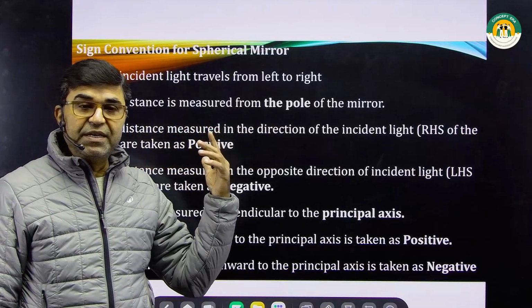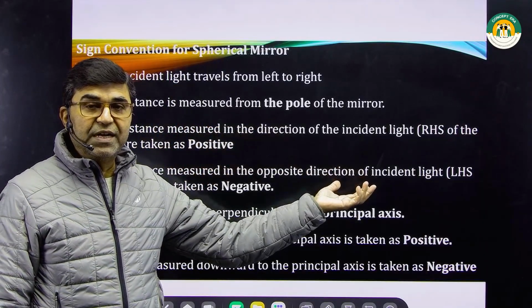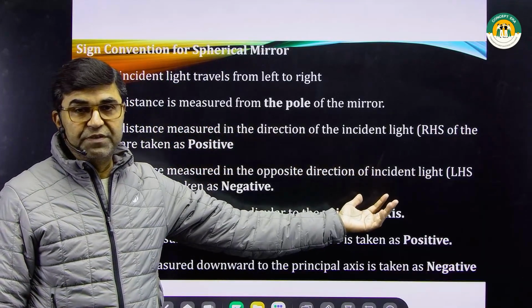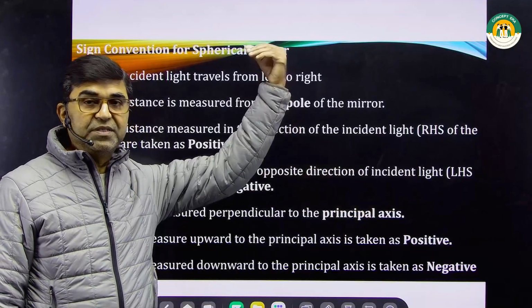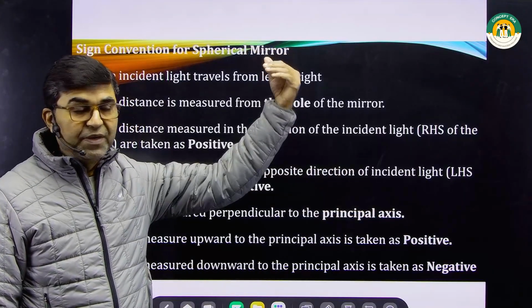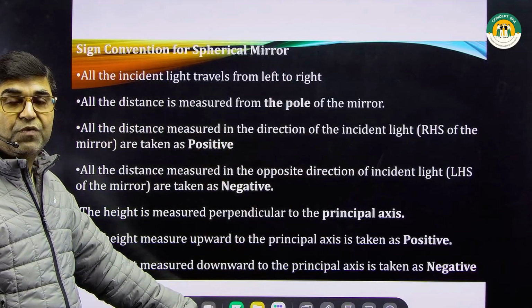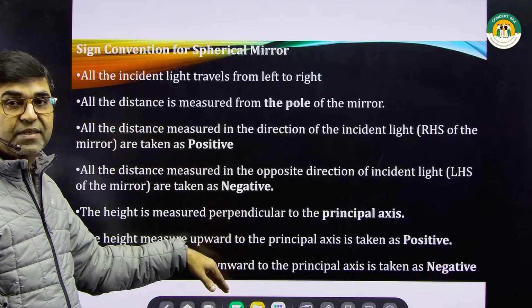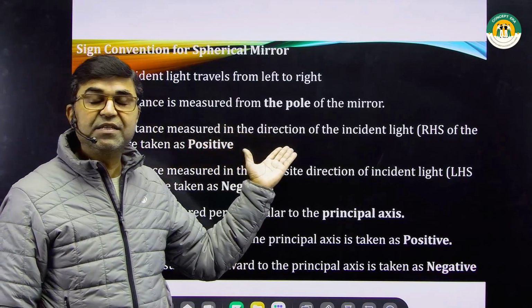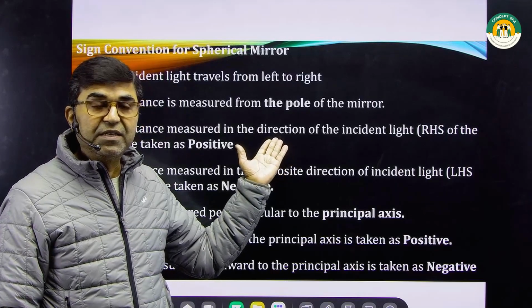Distances measured towards the right side are taken as positive. Distances measured upwards are again taken as positive. Distances measured to the left and on the downward side are both taken as negative, just the same as we consider in the graph.